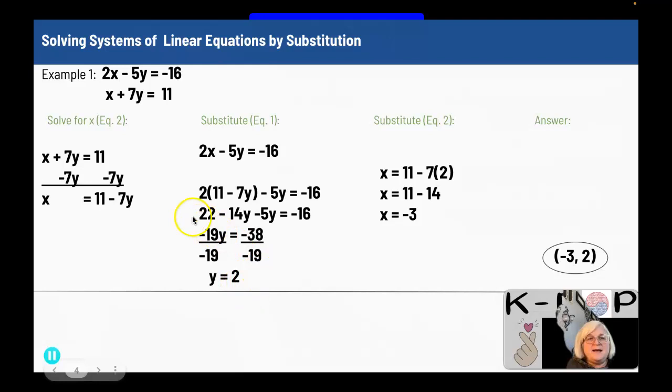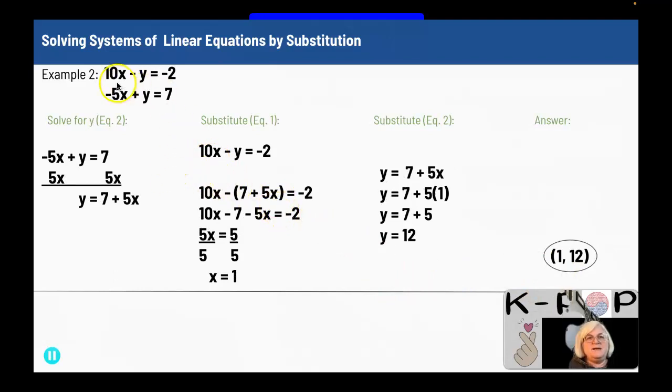Now I put that back into this equation that I had solved for by using equation 2. So I have x equals 11 minus 7 times my y, which is 2. So 7 times 2 is 14. 11 minus 14 is negative 3. So my x is negative 3 and my y is 2. So my point of intersection is negative 3, 2.